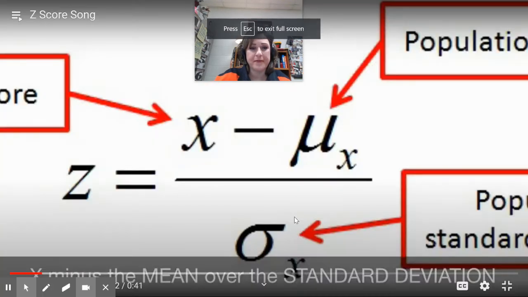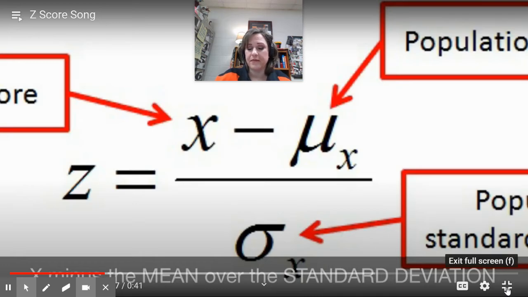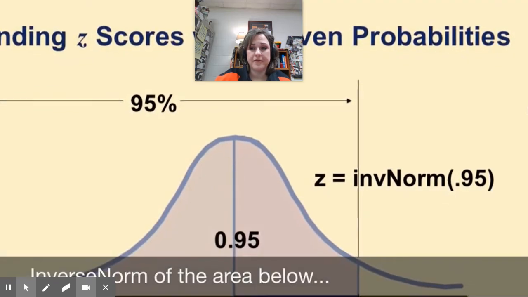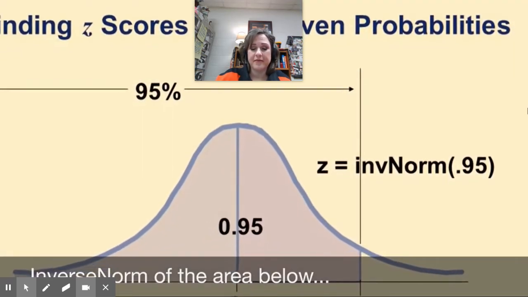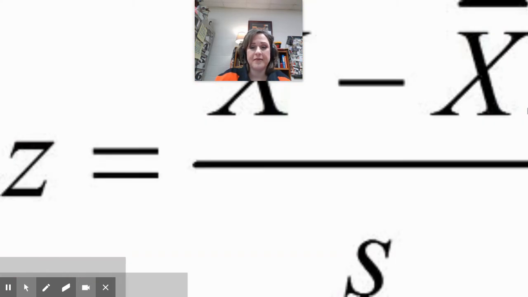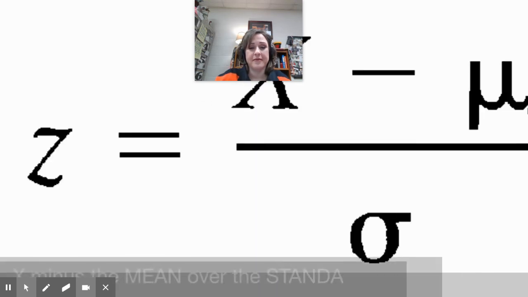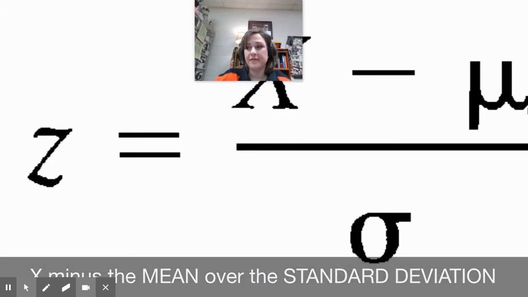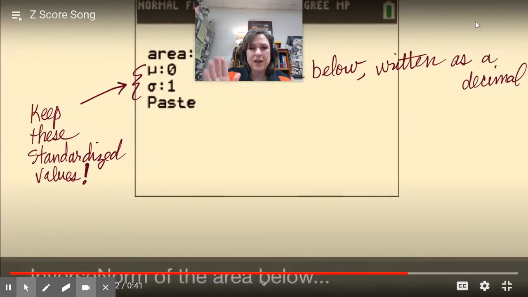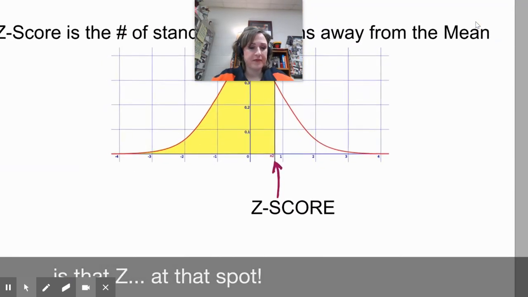X minus the mean over the standard deviation. Inverse norm of the area below is the z at that spot. X minus the mean over the standard deviation. Inverse norm of the area below is the z at that spot.